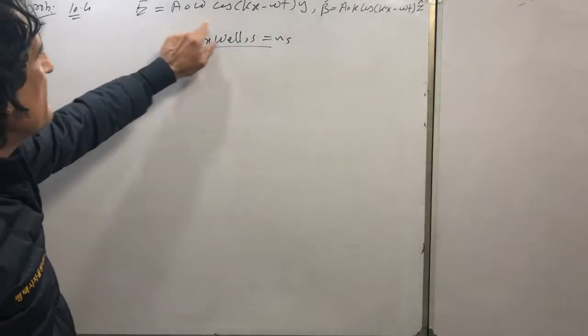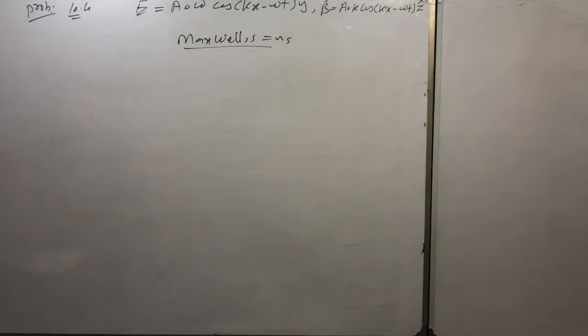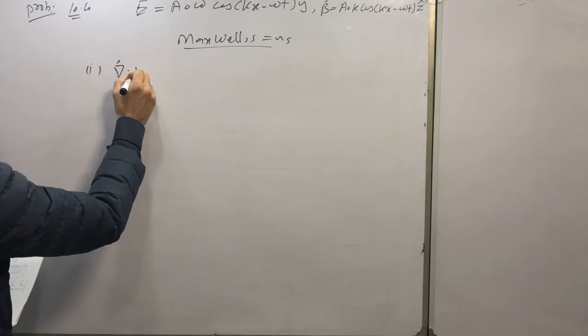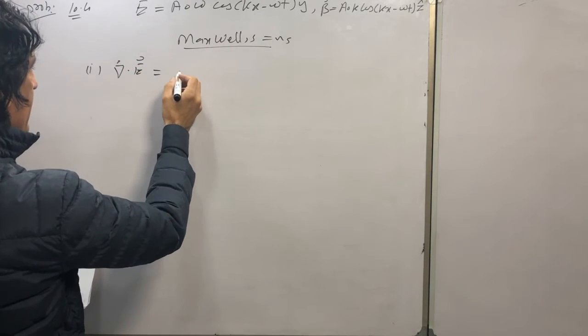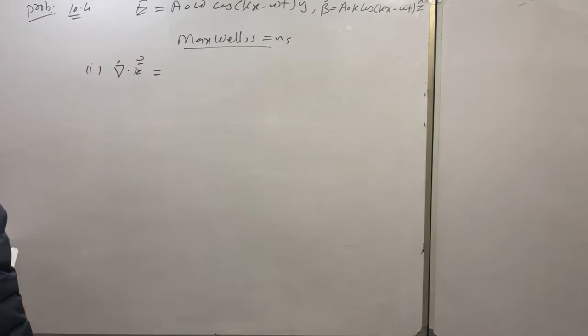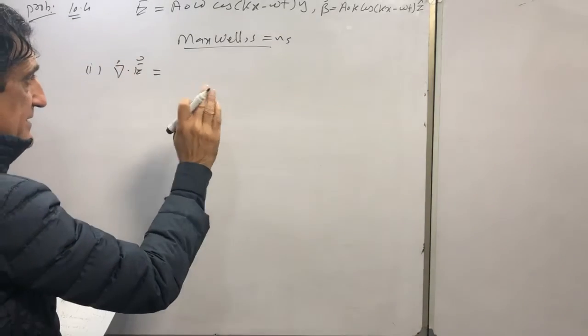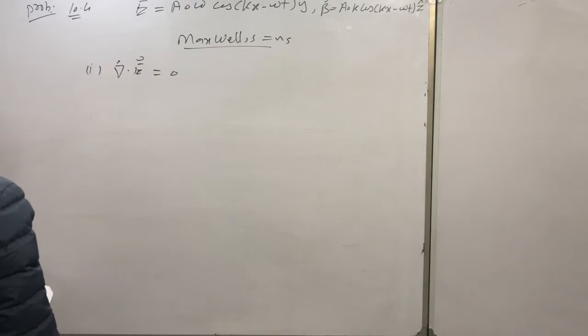Here we have the electric field and magnetic field that we have found, and now we want to check Maxwell's equations. The first Maxwell equation is del dot E, the divergence of E, which is equal to 0 in free space. We are looking at this in free space. This is the condition, so the divergence will be equal to 0.